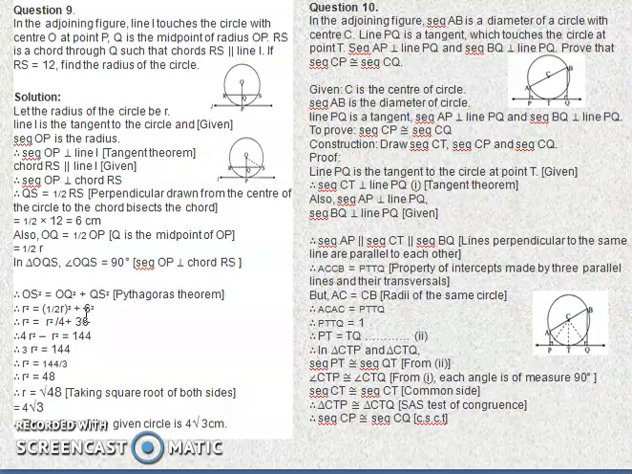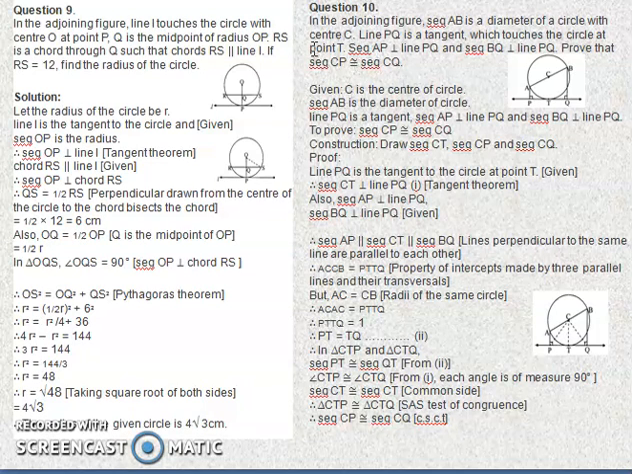So in triangle OQS, what we can see? Angle OQS is 90 degrees, that is OP is perpendicular to chord RS. So we can use Pythagoras theorem over here. After using the Pythagoras theorem, you will substitute in place of OQ, the value will be half R. So you will solve it further and then you will get R equals root over 48, that is equal to 4 root 3. The radius of the given circle is 4 root 3 centimeter.